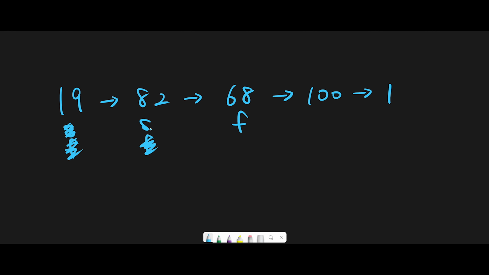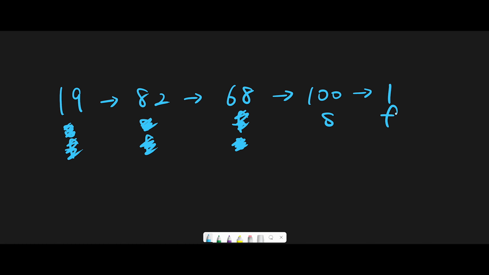And then the slow pointer moves once. So calculate 82, get 68. And then the fast pointer moves twice, calculate 68 and get 100, and now 1. And then calculate 68 for the slow pointer and move next. And the fast pointer calculates with 1. So 1 always produces 1, right? 1 multiplied by 1 should be 1.